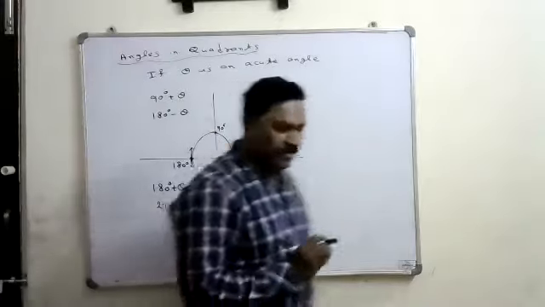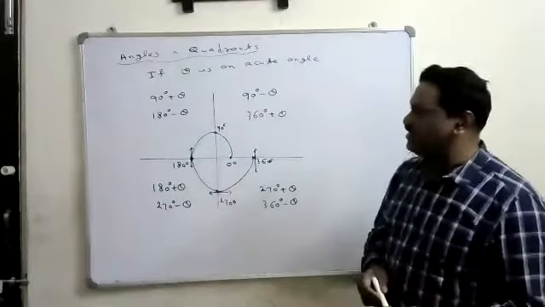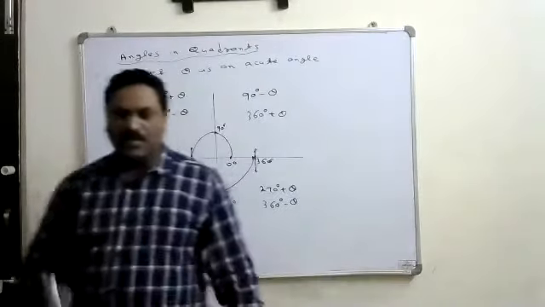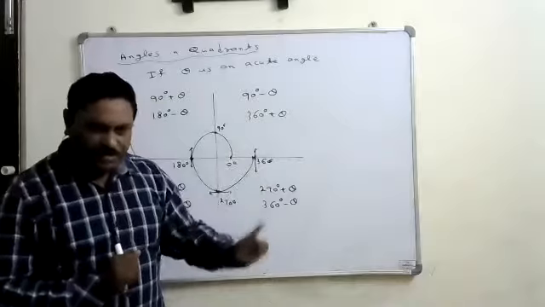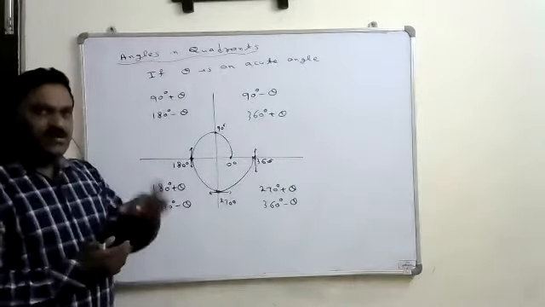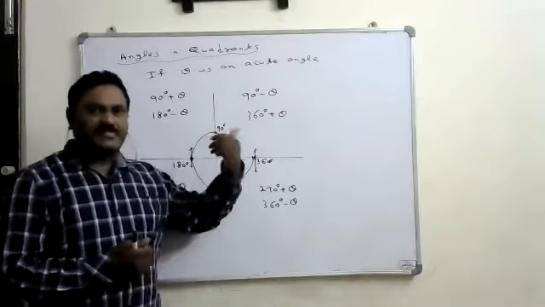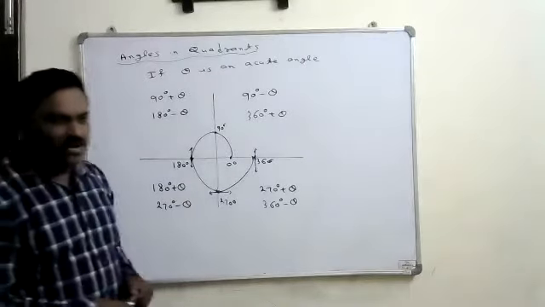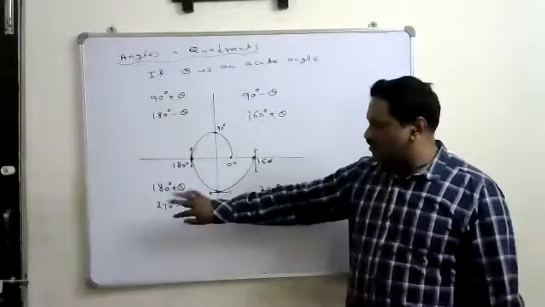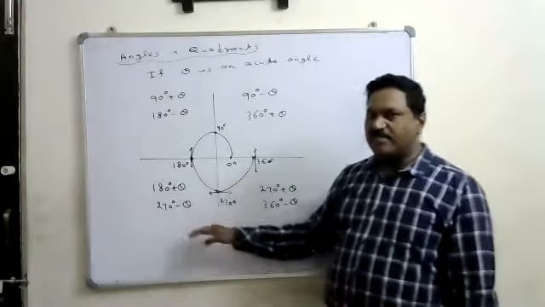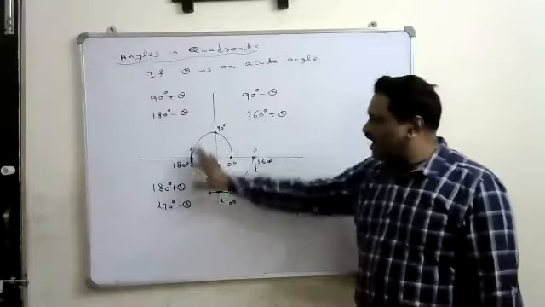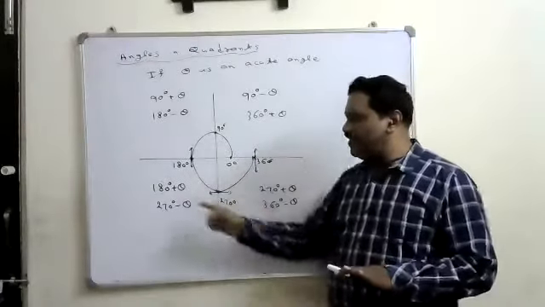We have to remember this carefully, because even in physics, in so many cases we are going to use this concept. The angles in the first quadrant: 90 minus theta, 360 plus theta. The angles in the second quadrant: 90 plus theta, 180 minus theta. The angles in the third quadrant: 180 plus theta, 270 minus theta. The angles in the fourth quadrant: 270 plus theta, 360 minus theta.